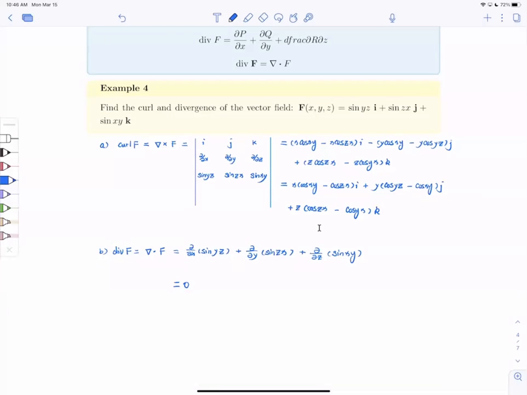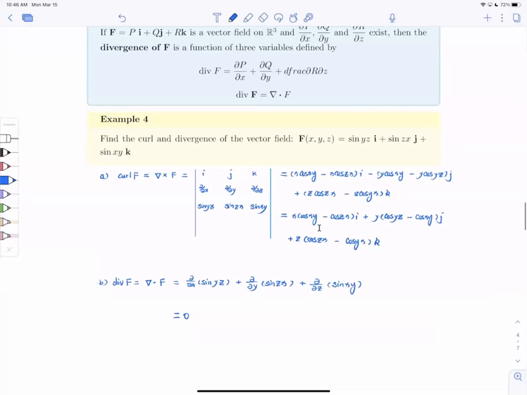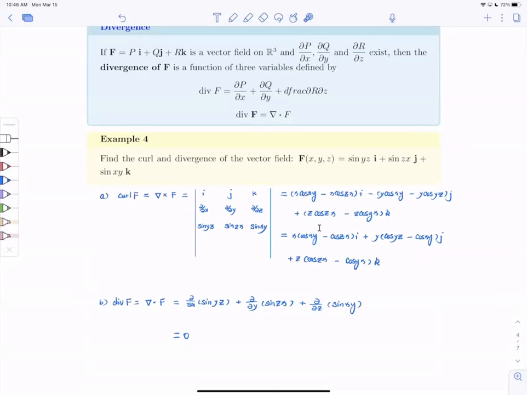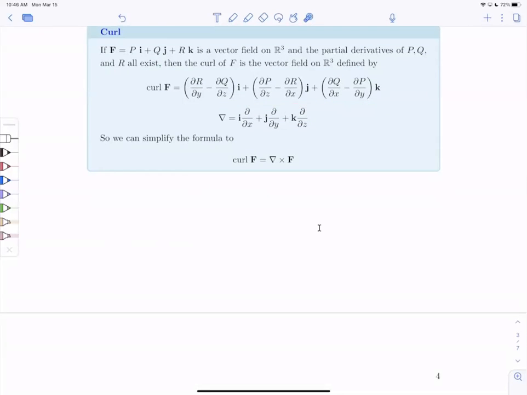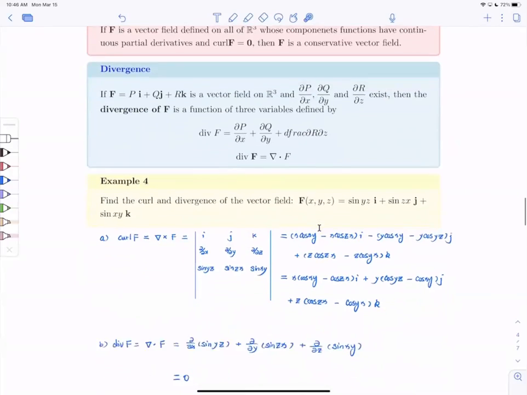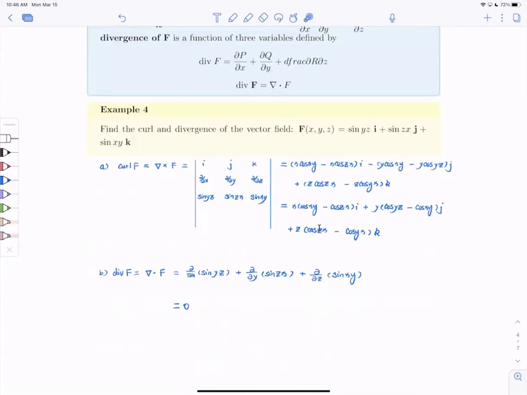Okay. I think it's really straightforward. You either use the cross product or you use the formula, which is this. You can use either of them, it's the same thing to calculate your curl. So that's going to be x cosine xy minus x cosine zx i, minus y cosine xy minus y cosine yz j, plus z cosine zx minus z cosine yx k. So compute this, and this is going to give you this.